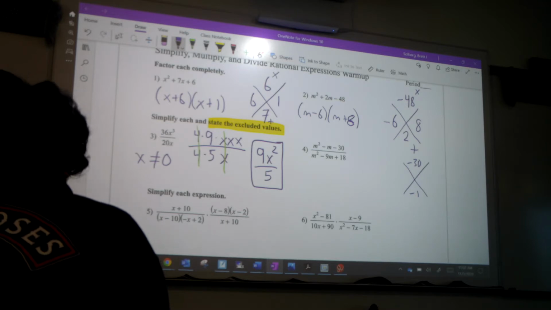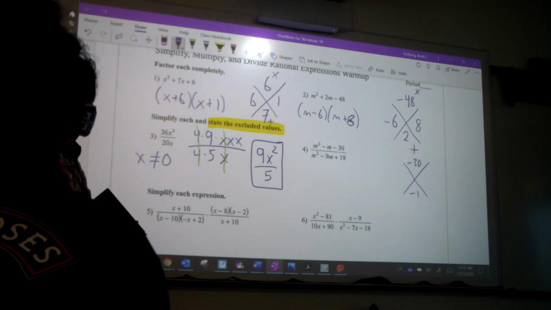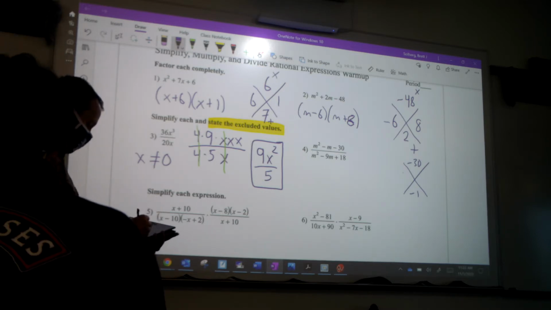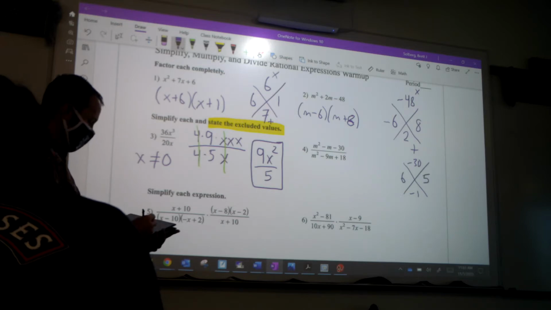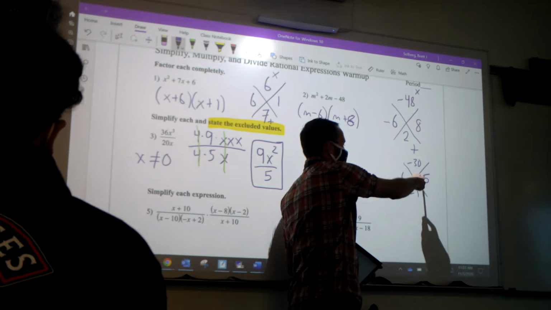Go ahead, Braylon. 3 and 5. Not 3 and 5. That'd be 15. 6 and 5. There we go. So our numbers are going to be 6 and 5. Except which one is going to be negative? Because they multiply to a negative 30, add to a negative 1.